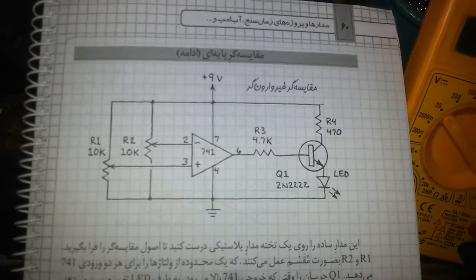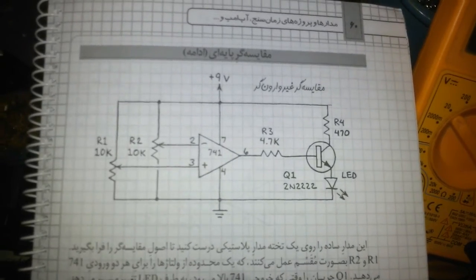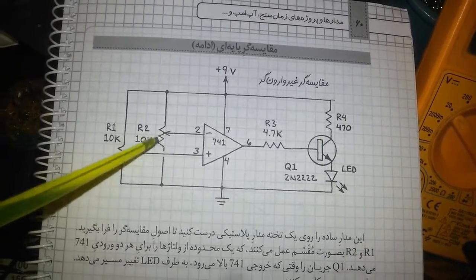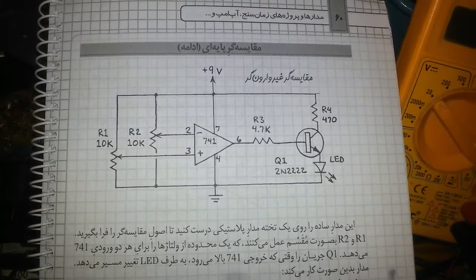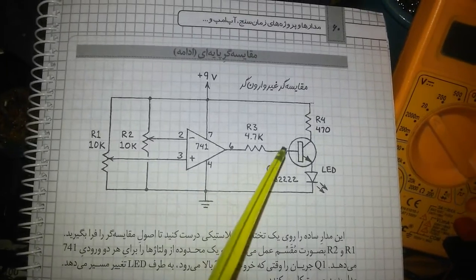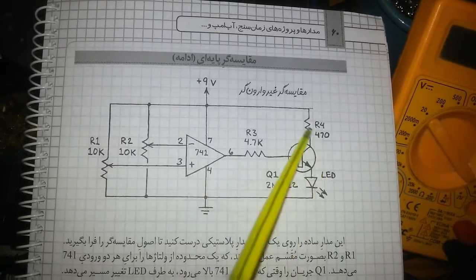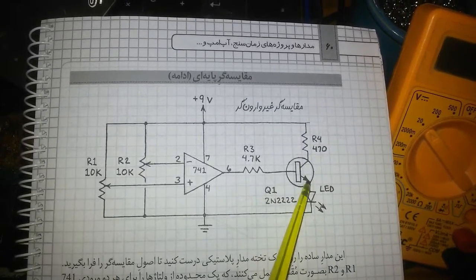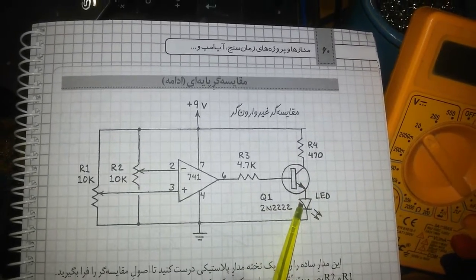The project is a UA741 comparator. As you can see, we have two pots over there to divide voltage, and we have one output connected to the NPN transistor to turn the LED on and off.